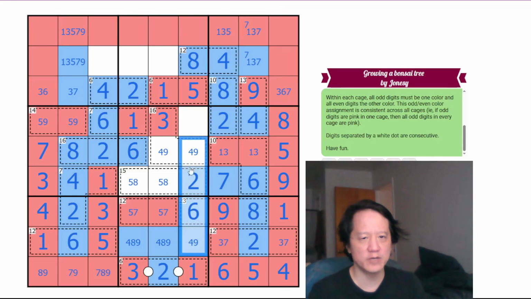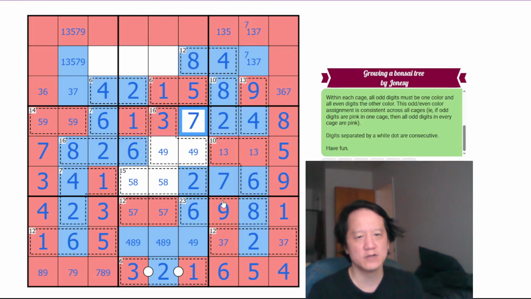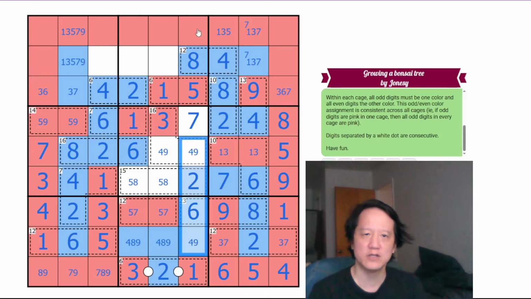We have a 4-9 pair in... Well, we have all the digits set except for 1 in the central box, so this must be 7. And we have a 4-9 pair in column 6, which eliminates 4-9 in the rest of the column, so therefore that's 3. That eliminates 3 in the rest of the row.